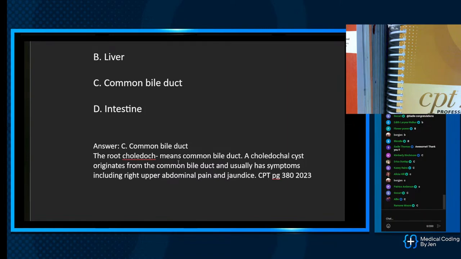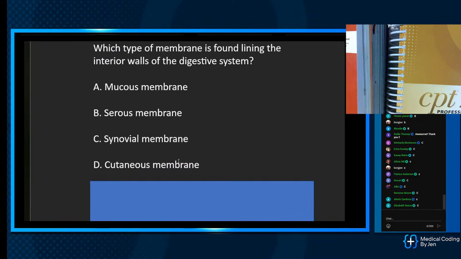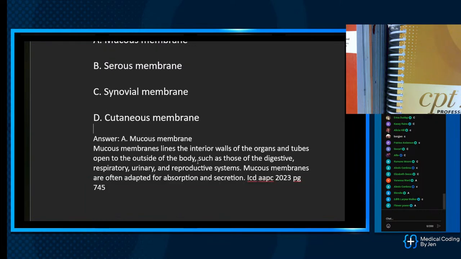Which of the following membranes, I remember doing this one Wednesday too, is part of the digestive system: mucus, serous? This one's a nerve. Every time I see the Y, I know we're dealing with nerves, or cutaneous. We are dealing with the mucus, and we're in the AAPC ICD-10 book, 2023. If I reference anything in the ICD-10 book as far as a page number, it will always be the AAPC version. And we're on page 745 for that answer.